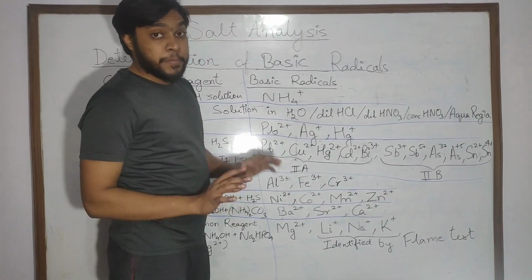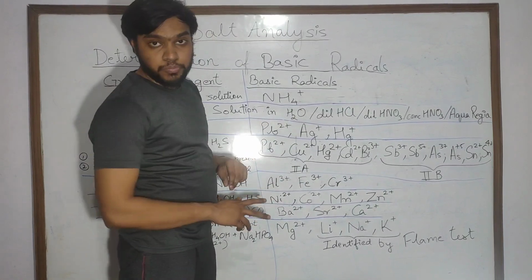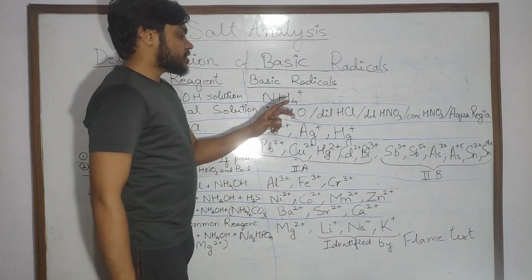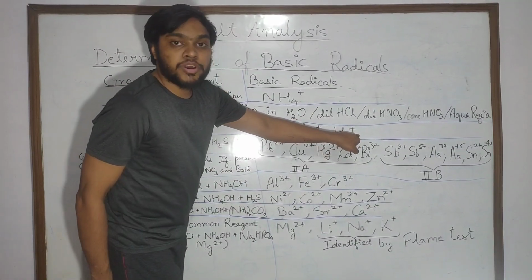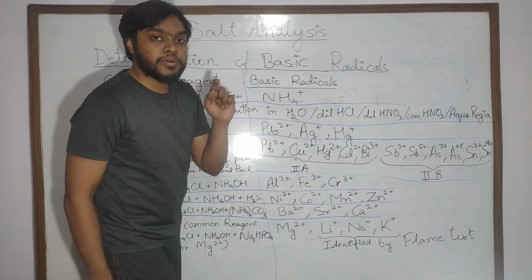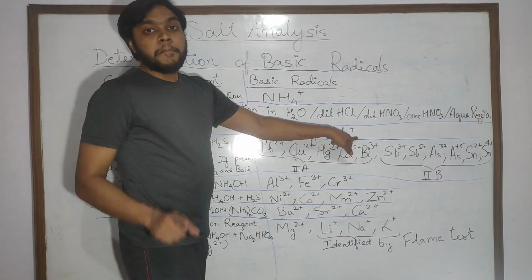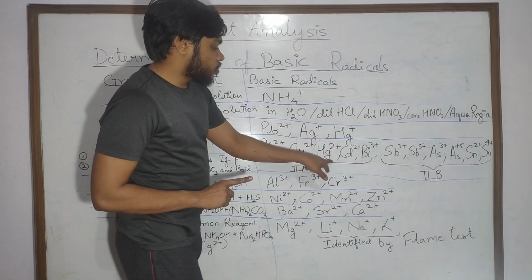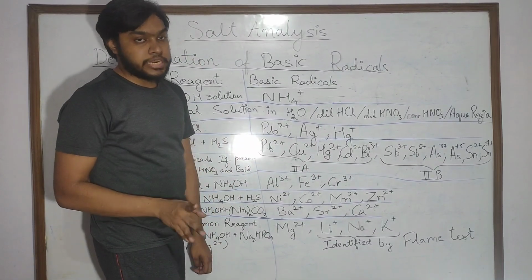So it will form a black precipitate of lead sulfide in group 2 also. Now you can see that Mercury is in group 1 also and Mercury is in group 2 also. But over here in group 1, Mercury is in +1 state and in group 2, Mercury is in +2 state.